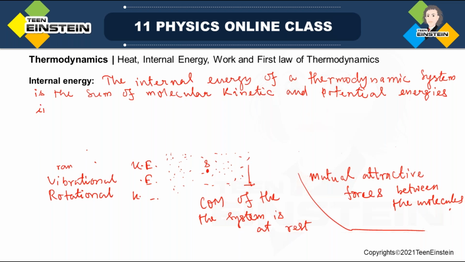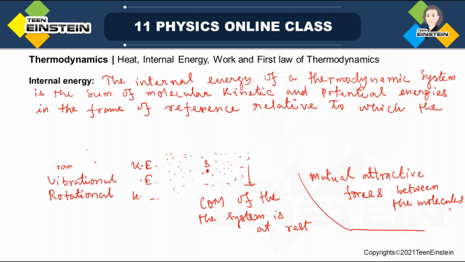The internal energy of a thermodynamic system is the sum of molecular kinetic and potential energies in the frame of reference relative to which the center of mass of the system is at rest. This I have discussed already.